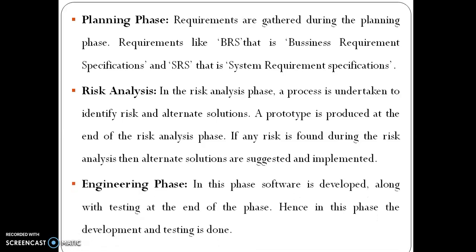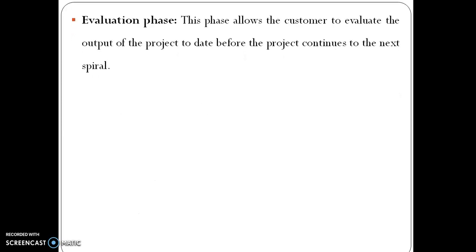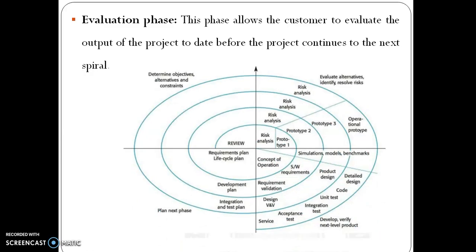Engineering phase. In this phase, software is developed along with testing at the end of the phase. Hence, in this phase, the development and testing is done. Evaluation phase. This phase allows the customer to evaluate the output of the project to date before the project continues to the next spiral. So this is a pictorial representation of a spiral model. The four phases: development, planning, determine objectives, and evaluate.